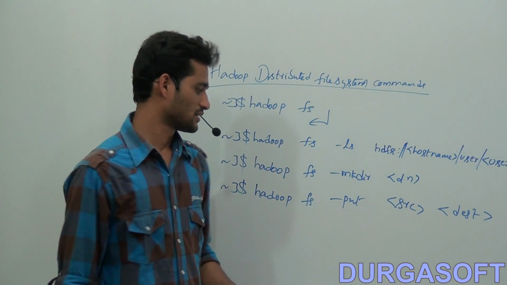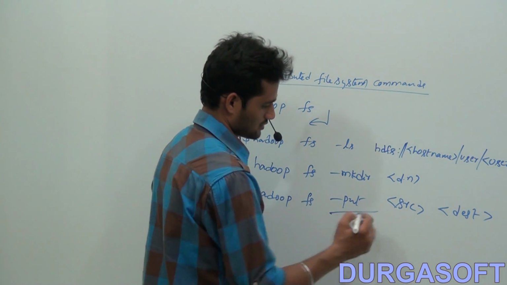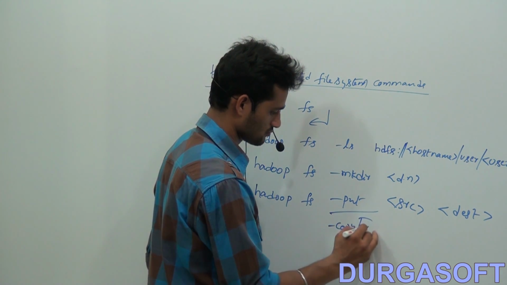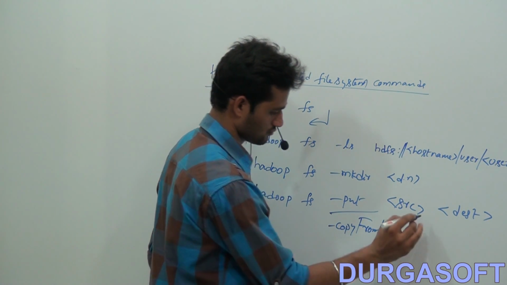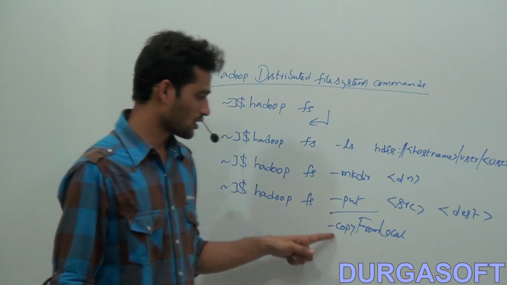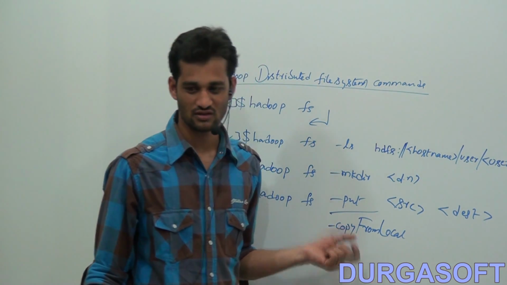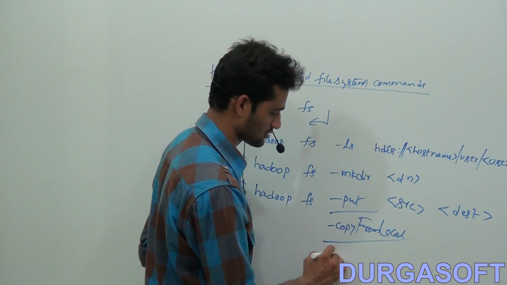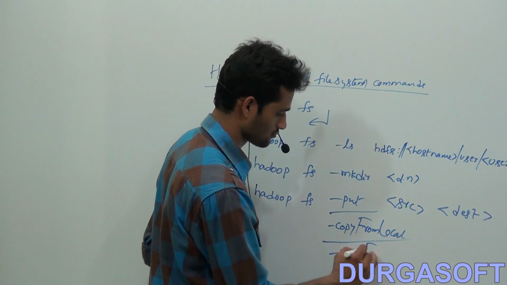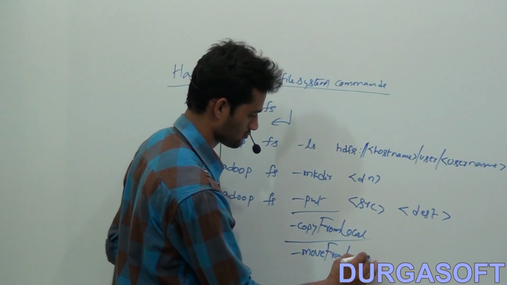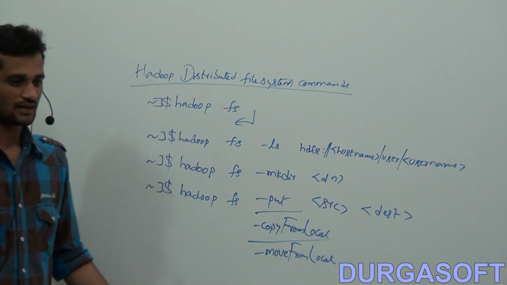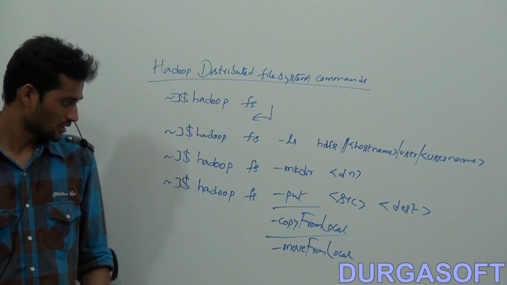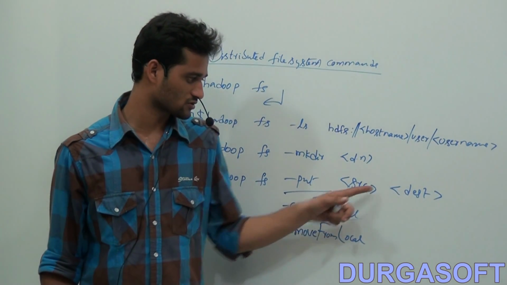Got it? Next, instead of -put I can give -copyFromLocal. Small c, capital F, capital L. These are case sensitive commands, so you have to note them down very carefully. Either of them I can use. One more technique is also there: I can use -moveFromLocal. Hadoop fs -put source destination.